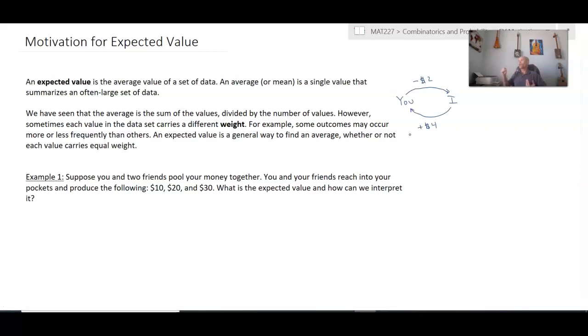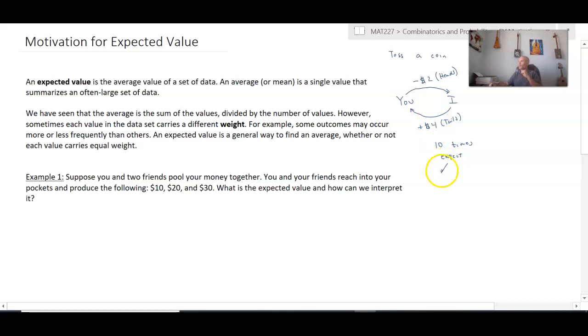And let's say that what we're going to do is we're going to toss a coin. And we decide that if that coin comes up heads, you're going to give me $2. However, if that coin comes up tails, I'm going to give you $4. Well, this seems like a pretty good game because if we play 10 times, then we would expect the following outcome, roughly.